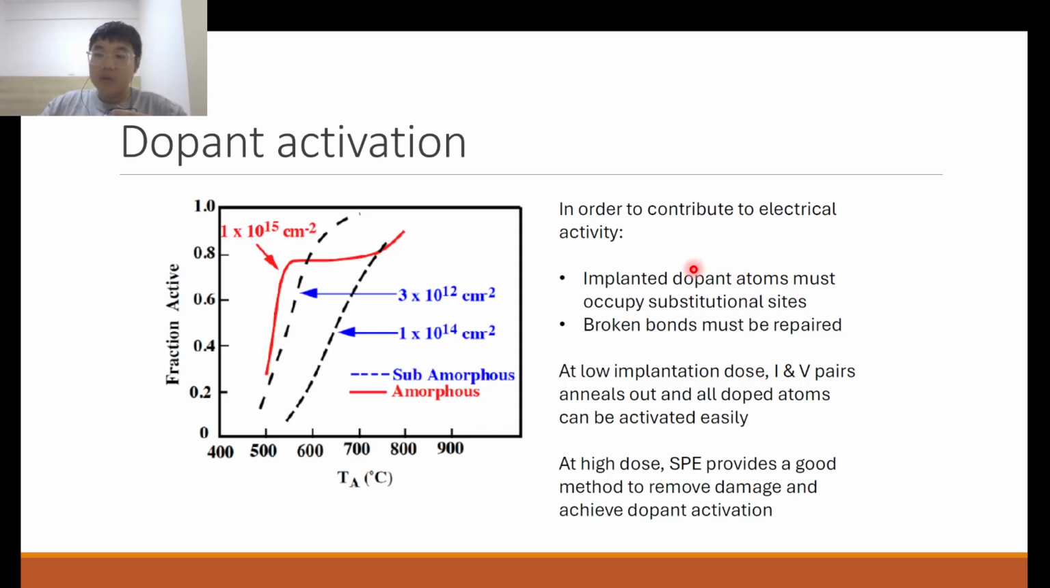So the good thing is that when we anneal the damage, when we anneal such that solid phase epitaxy happens, for example, the dopants are often, almost always, able to find their way to sit in the substitutional sites to be able to be electrically active.